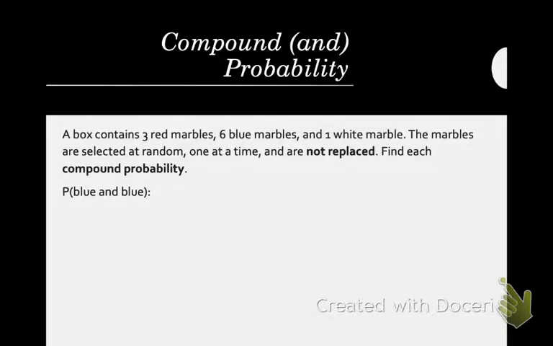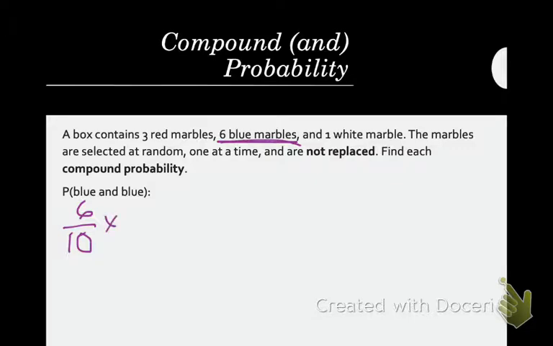Lastly, we're going to talk about compound and. We're doing or today, but we did and on Monday. So when something is not replaced and it is a dependent event, it is a little bit complicated. Not really, but it just is a little bit more difficult. So the probability of getting a blue right here is 6 out of 10. Okay, there are 6 blue. There are 10 total. 3 plus 6 plus 1 is 10.